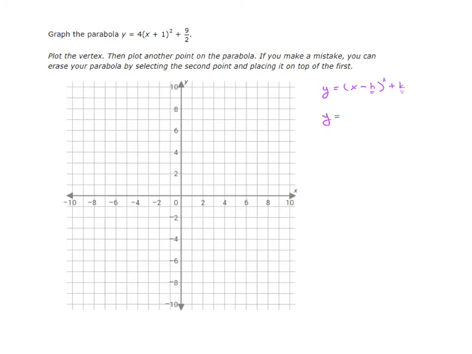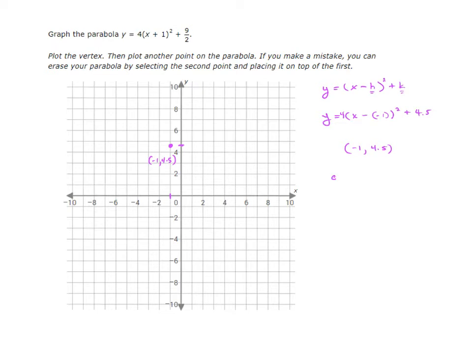And then we have y is equal to 4. Now, if it's x plus 1, that means it was x minus a minus 1 squared plus, and I'm going to switch this to a 4.5. I like doing that. 2 goes into 9 4 times with a half left over. So my x is -1 and my y is 4.5. So I can go ahead and go where x is -1, where y is 4.5, and I have a -1, 4.5. And that's my vertex.